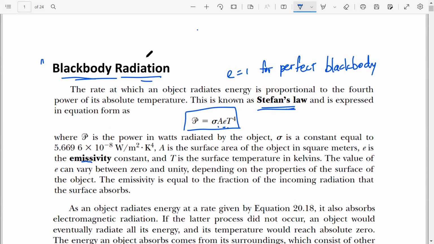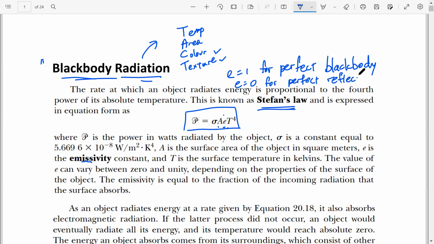Remember that heat transfer by radiation is affected by 4 variables, which I call TACT. You have the temperature, the exposed surface area, its color, and its texture. So emissivity will be affected by color and texture, and it is different for different objects, of course. Area and temperature are already inside the formula. Of course, E equals 0 for a perfect reflector, which means it does not radiate, and it does not absorb as well.